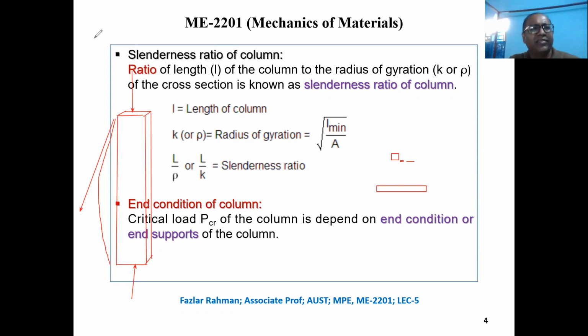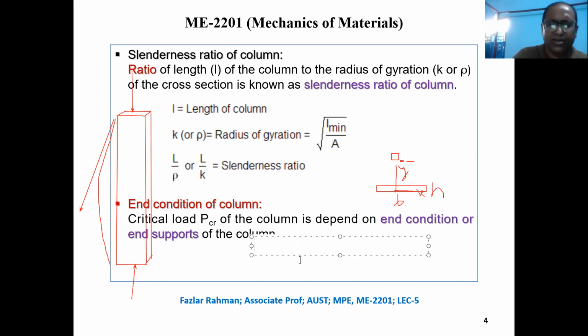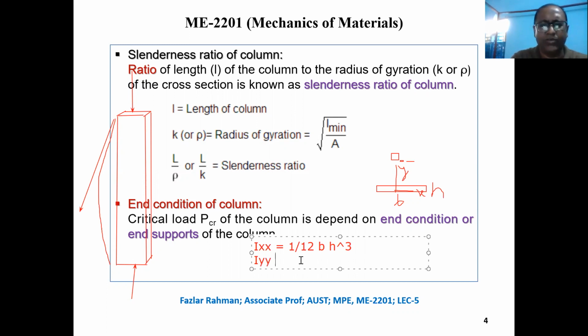So if this length is B and this is H, along this direction I'm saying X, and top direction I'm saying Y. So if I make Ixx, then what will be the value? 1 by 12 BH cube. And what will be Iyy? Then Iyy will be 1 by 12 HB cube. See, which one is higher?